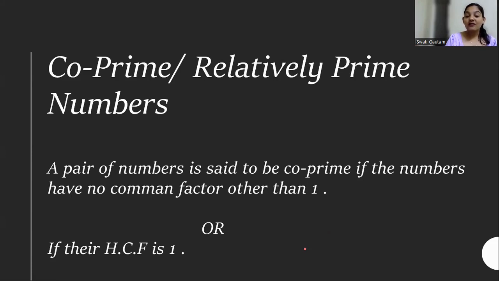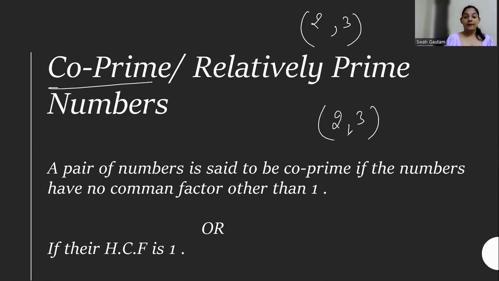Co-prime numbers are those numbers which have only one common factor. Co-prime means two numbers, so a pair of numbers. Suppose I take 2 and 3. They are co-prime. Why are they co-prime? Because the only common factor is 1. If the numbers have no common factor other than 1, then 1 is the only common factor between them.